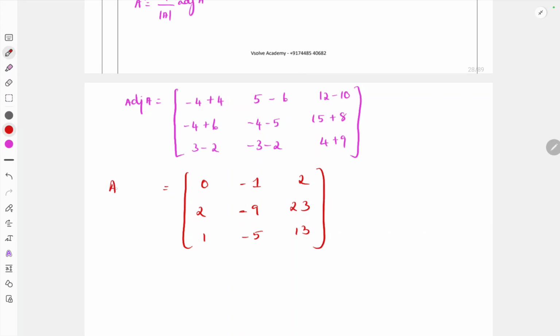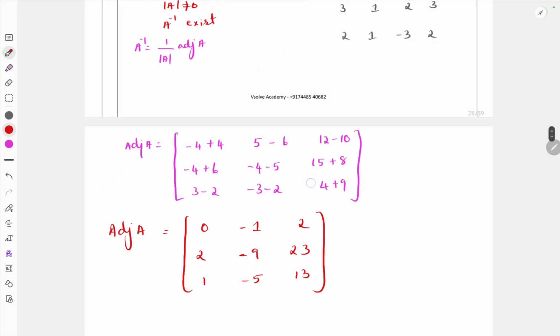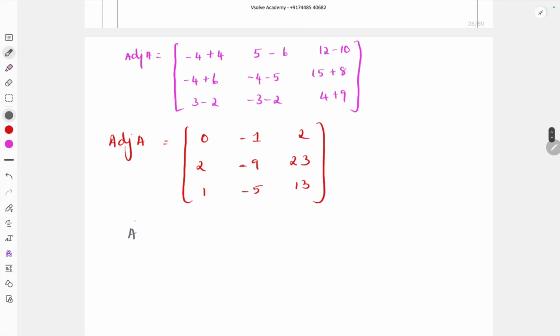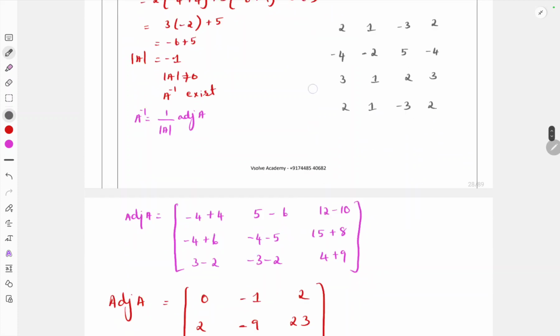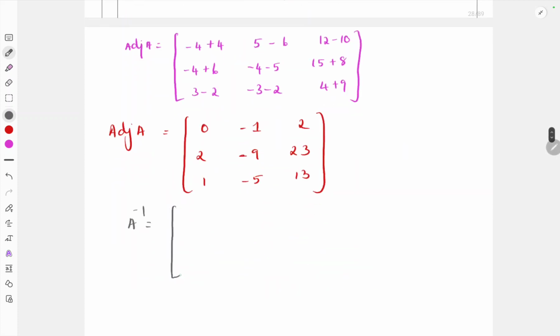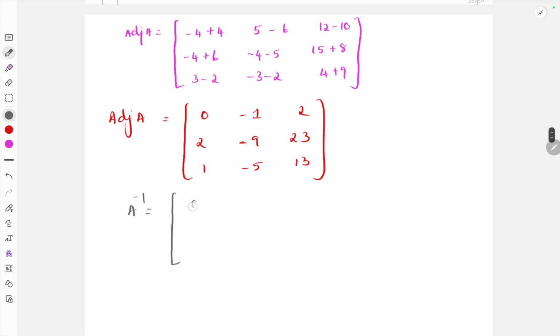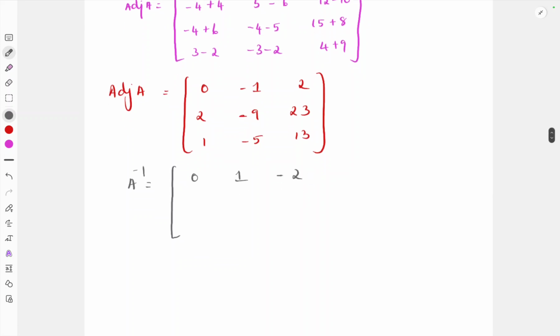So this is our adjoint of A. Now we have to find A inverse. A inverse is nothing but 1 by determinant of A. So what is the determinant of A? Minus 1. So this minus 1 we have to just change the sign here. So it will be 0, 1, minus 2. Because each and every element we have to multiply with minus 1, which means plus will change to minus and minus will change to plus. So here we will have minus 2, 9, minus 23, and here minus 1, plus 5, and here it will be minus 13. So this is what we got for A inverse.